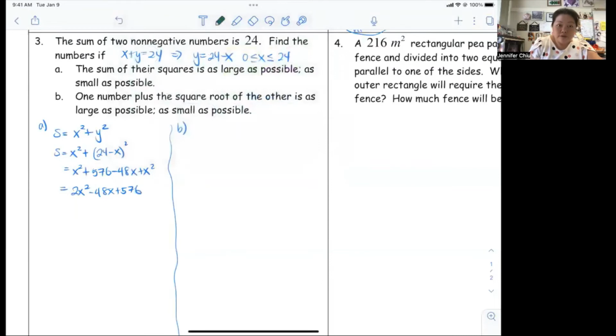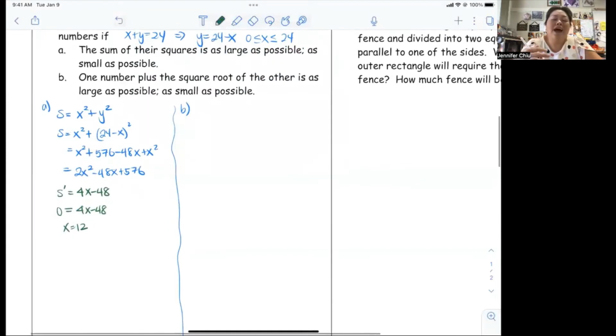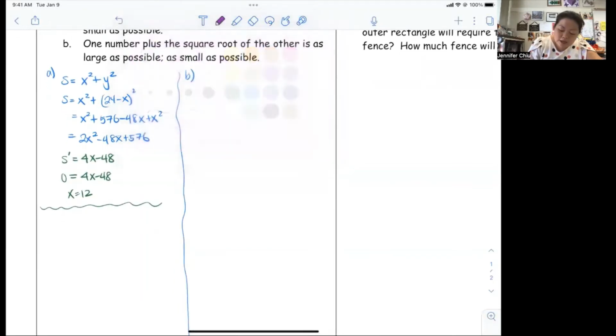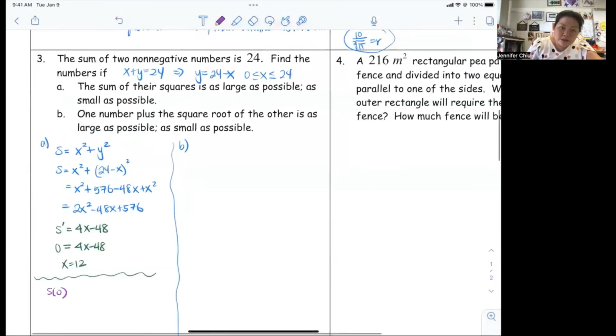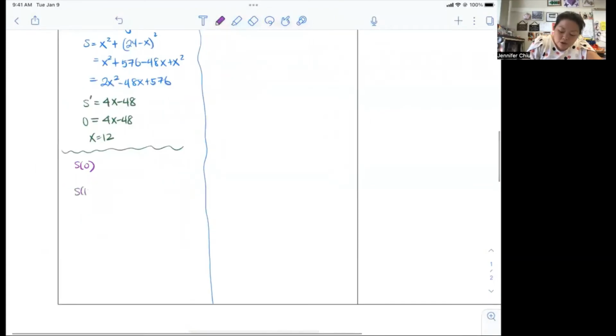Take the derivative because we're trying to maximize or minimize. S prime is 4x minus 48, set it equal to 0. x equals 12. Now we do have a boundary. This is a closed interval, so you have a beginning and an end. You have to check your endpoints whenever you have these closed intervals. I'm going to check which ones give me a maximum and which give me a minimum. So I have to check S of 0 because that's one of my endpoints, S of 12 because that's my max or min based on the first derivative test, and S of 24 because that's the other endpoint.